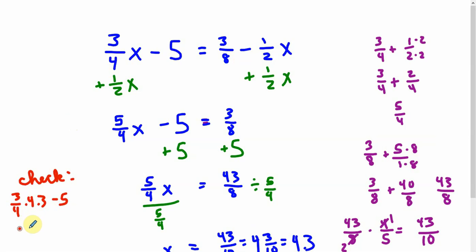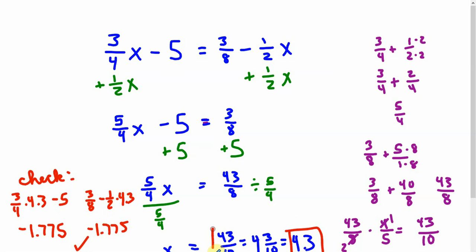And I get negative 1.775. If I do the other side, so 3/8 minus 1/2 times 4.3, and my calculator tells me, yes, negative 1.775. So they check out. They're equal to each other. Both of these are equal when x is 4.3. So that is my answer, or 43/10.